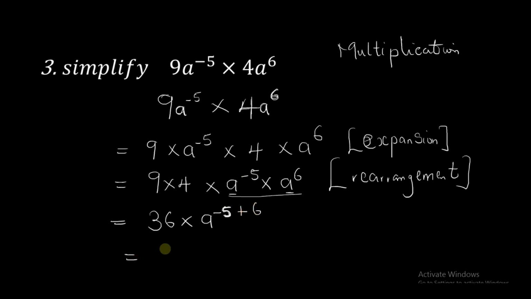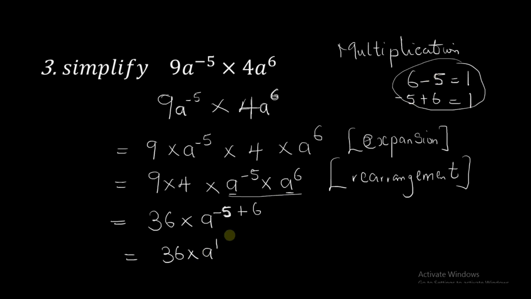So that will be equal to 36 times a raised to the power of minus 5 plus 6, which will give you 1. Minus 5 plus 6 is still the same thing as 6 minus 5, and that will be equal to 1. Minus 5 plus 6 is equal to 1. So these two statements are the same.